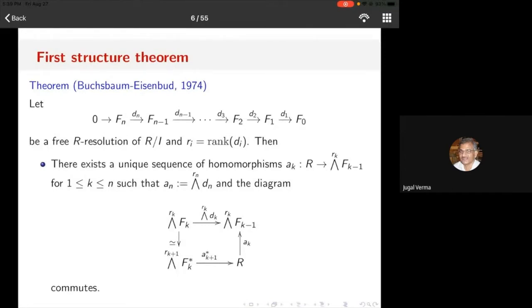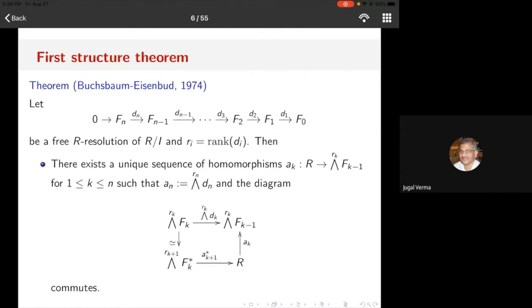In this diagram, R(k+1) is the rank of Fk, and we have that isomorphism, and the other maps are the Ak. So this diagram gives a factorization of the Rk-th exterior power of Dk. Let's put here k equals 1.